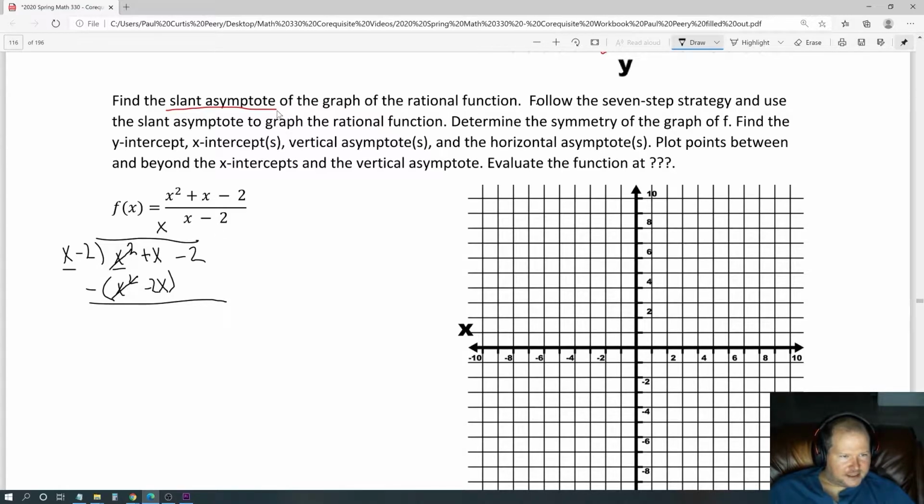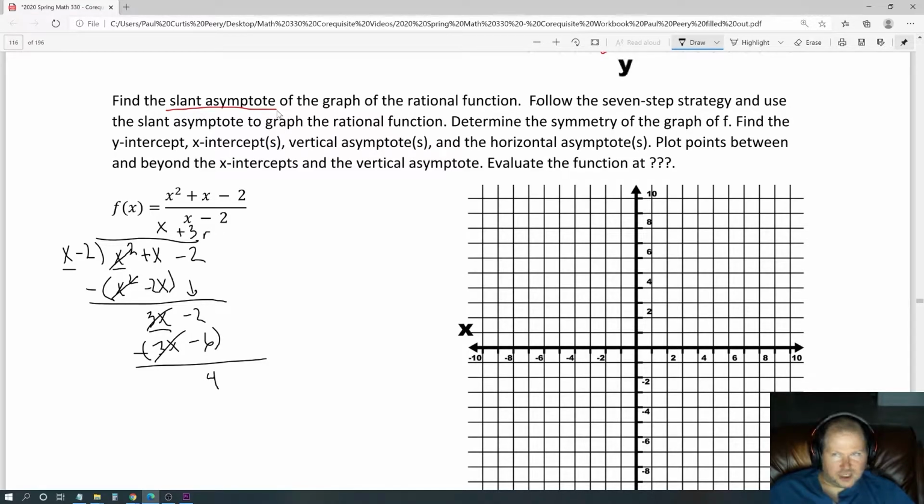X squared cancels out with x squared. X minus negative 2x is the same as x plus 2x, which would give you 1 plus 2, which is 3x. We bring down the negative 2, and we say 3x divided by x is 3, right? And then 3 times x is 3x, and 3 times negative 2 is negative 6. Then we subtract, and the 3x and the 3x cancel out.